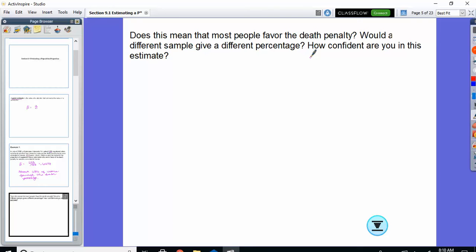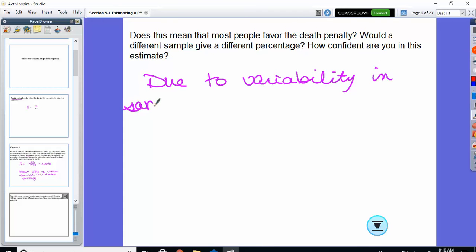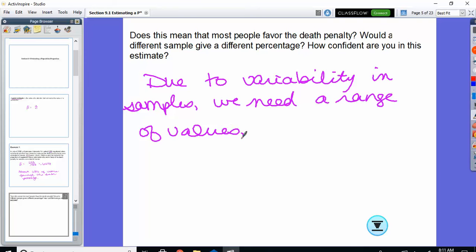We are going to be building confidence intervals in this section. And we'll be able to say, I am 90% confident that the value falls between this number and this number. So let's just say, due to the variability in the samples, we need a range of values. We can't say it is this number, but I could probably say it falls between this number and this number.